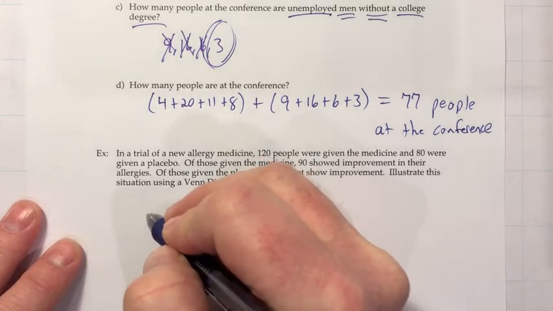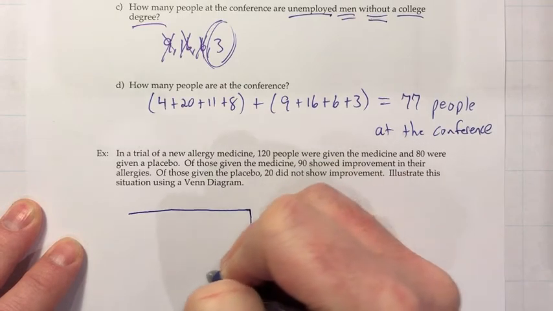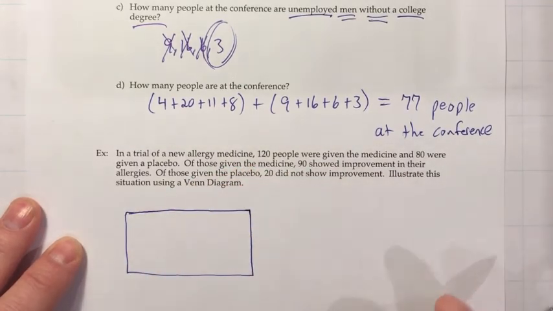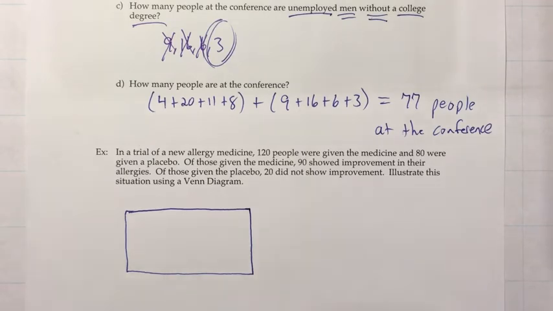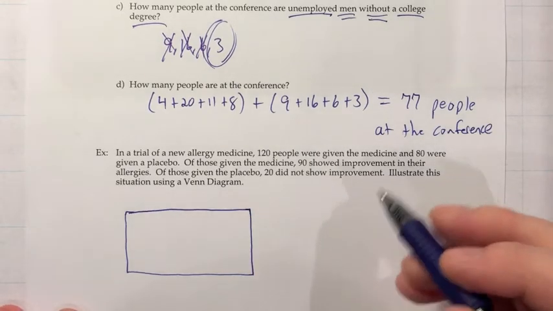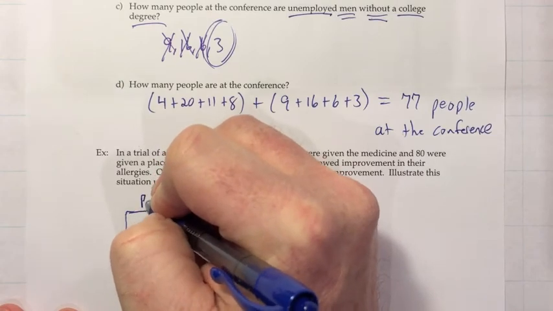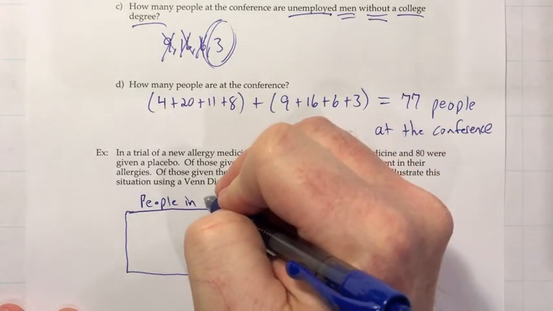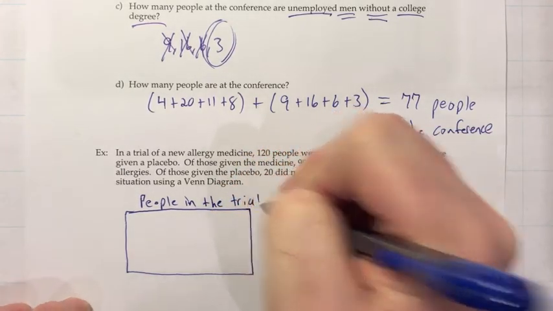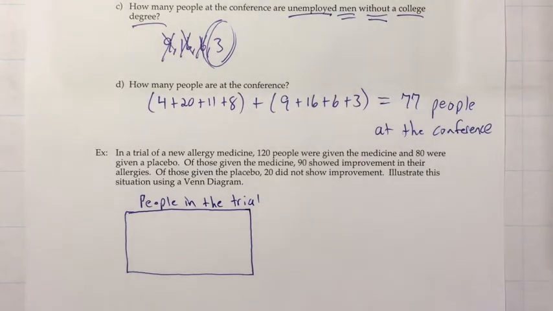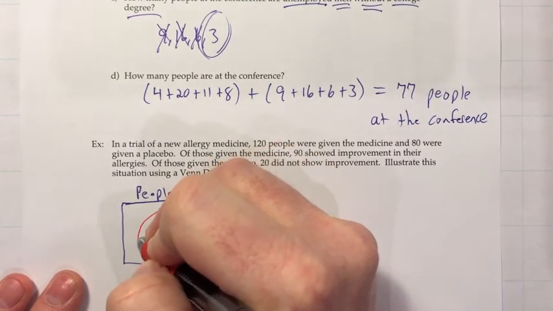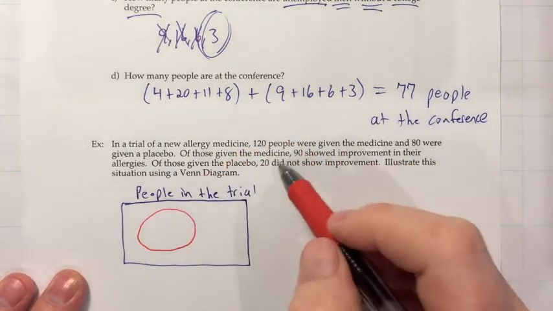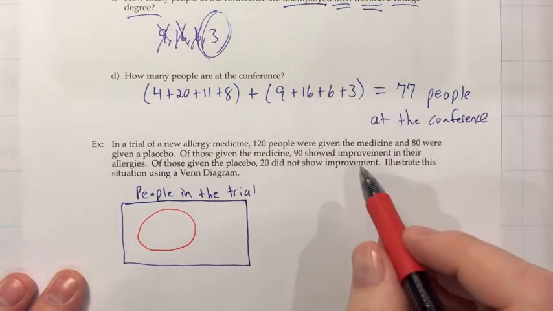All right, so let's go ahead and start off by drawing our rectangle, and we'll give that a label that represents everything that's possible here. So let's see. This is a trial of a new allergy medicine, and so we have some people getting the medicine, some getting the placebo, some people showing improvement, some people not. Let's just call this people in the study. Or people in the, did they call it a trial? Yeah, people in the trial. And then I'm going to make 2 circles. One of them is going to be for people who got the medicine. So, yeah, let's do that.